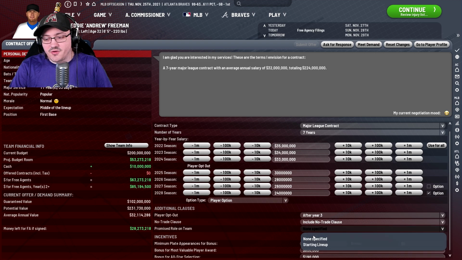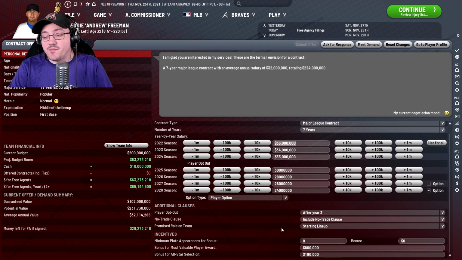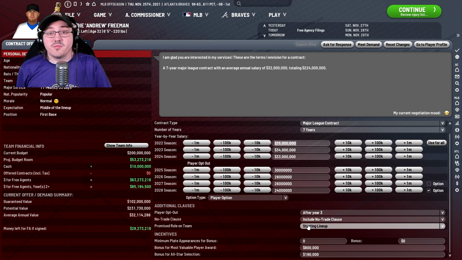Of course, you can also promise him a role on the team. We'd be okay with promising a starting lineup position. You can do this for certain pitchers as well, whether it's the starting rotation or a closer role. You can promise people that, and then they will be more likely to sign because they've been promised that. And if you don't pull through with that promise, they become very unhappy and they demand trades and they upset your team, and that's not good for your chemistry.